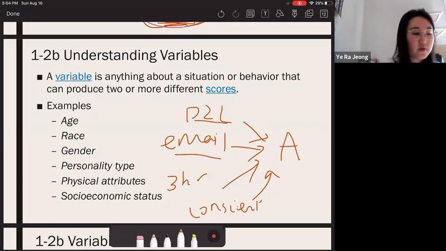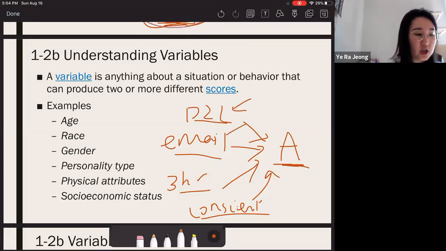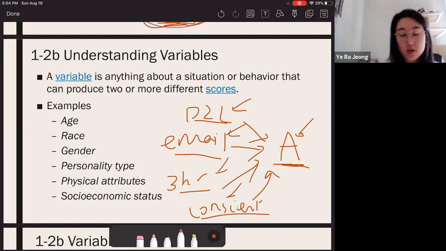And all these different factors could be a variable that influences another variable, your grade. So you can measure scores on each of these variables to see how they relate to another variable. That's the process of research.